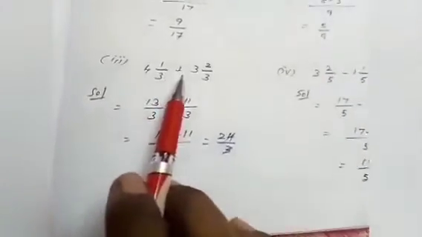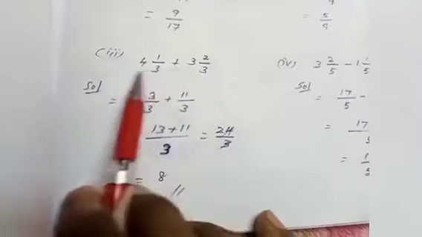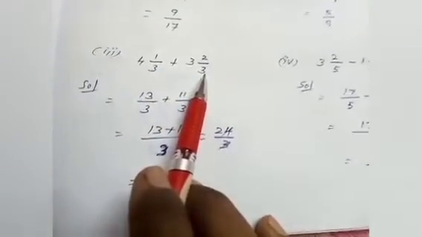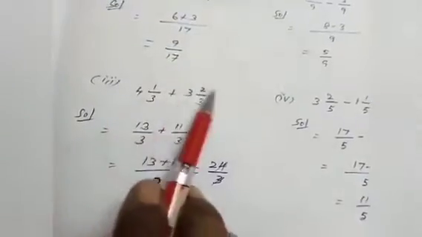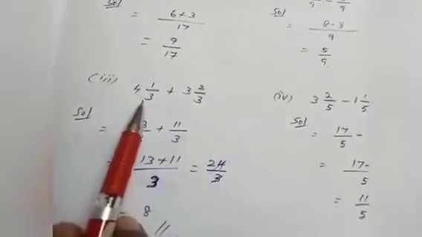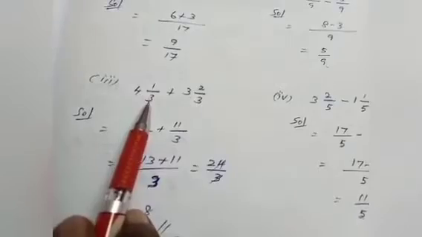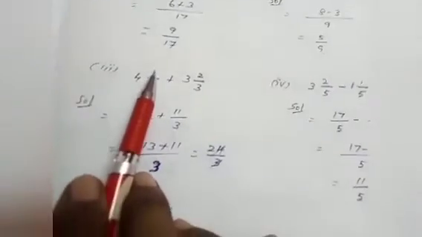The next example, 4 1 divided by 3 plus 3 2 divided by 3. These two fractions are mixed fractions. First you convert the mixed fraction to an improper fraction. 4 1 by 3. So 4 3s are 12, 12 plus 1, 13.